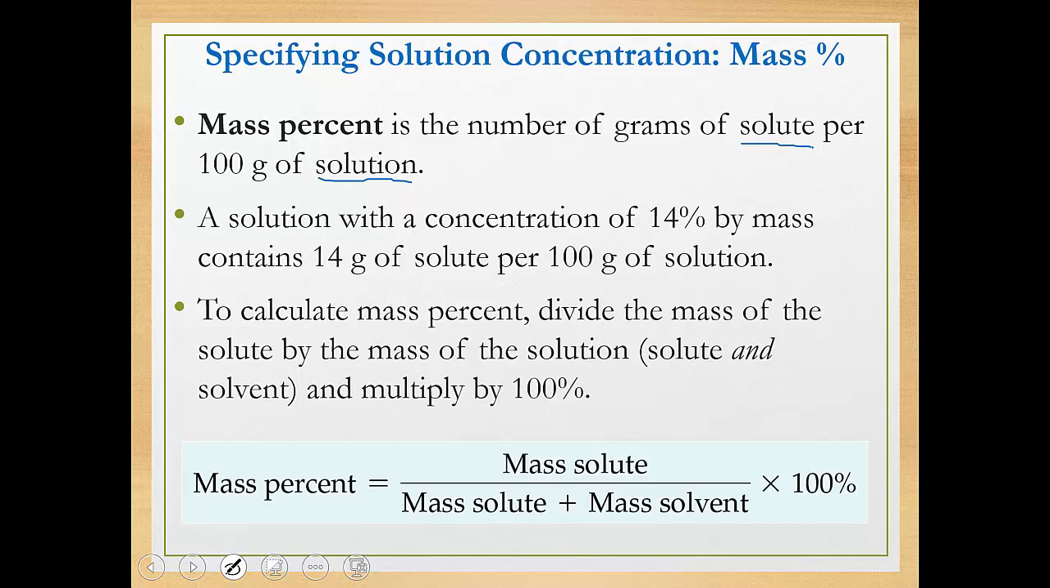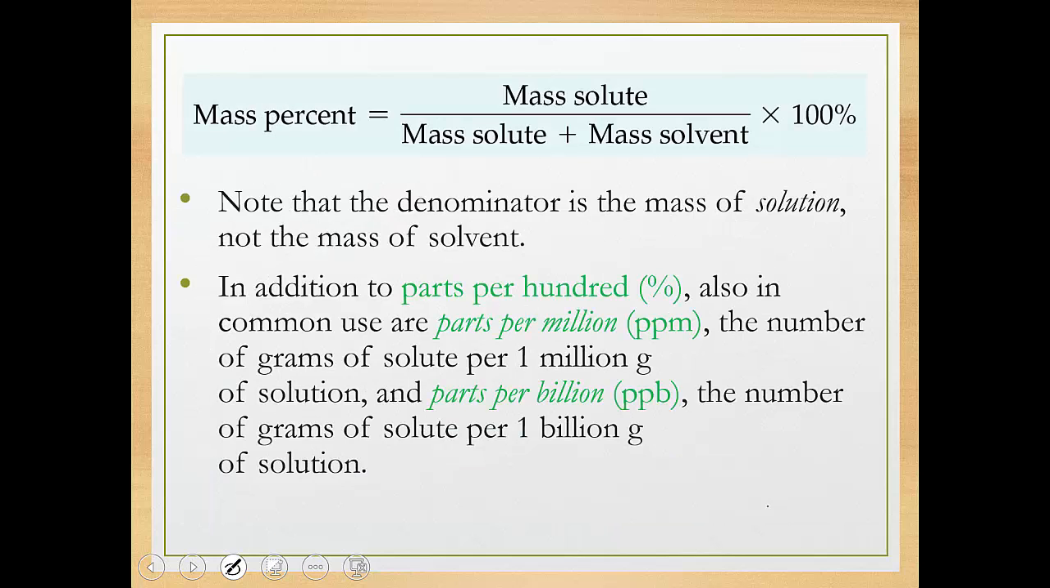A solution that has a concentration of 14% by mass means that you have 14 grams of that solute for every 100 grams of the solution. So the calculation is very simple. You simply divide the mass of the solute by the total mass of the solution, which is just the mass of the solute and solvent added together, and then of course multiply by 100 to make it a percent. Note that in the denominator here, it's the mass of solution, not just the solvent, so you have to add those together. And there are different ways to express mass percent, actually.